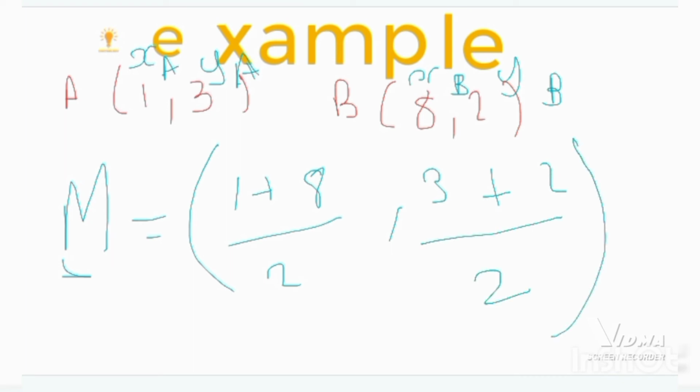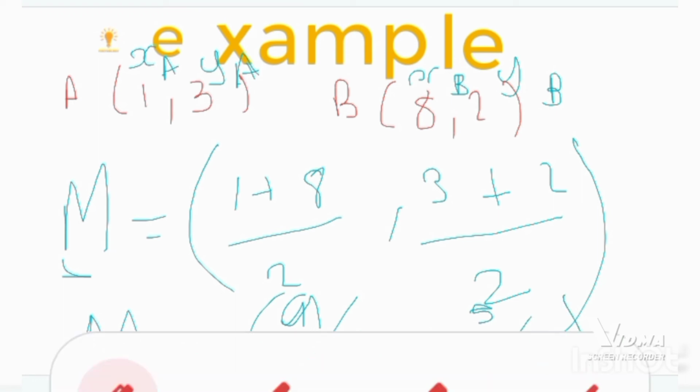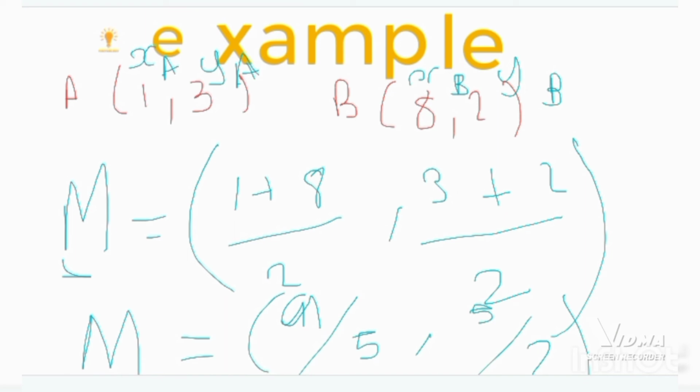Punch this into your calculator, and our midpoint will be 9 over 2, 5 over 2. Sorry about this. So that's our midpoint.